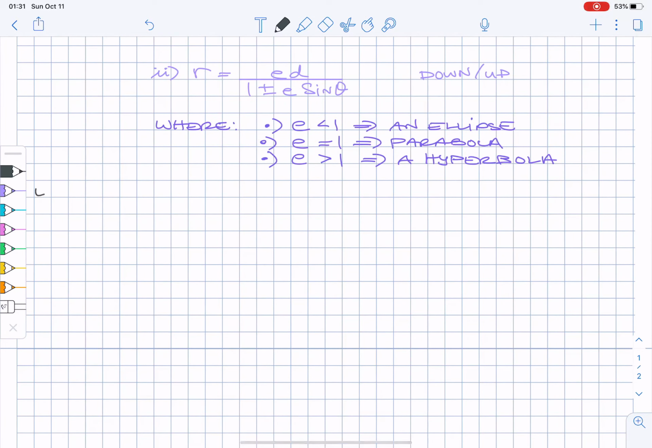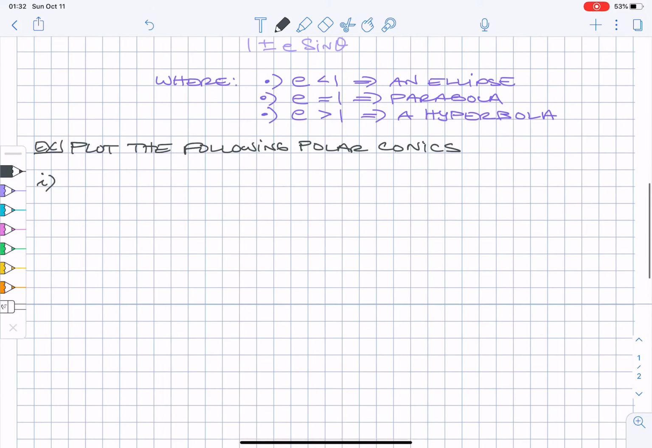Okay, so for example, plot the following conics in polar. Plot the following polar conics. Maybe that sounds better. Plot the following polar conics. Sorry. It's a good thing there's not smell-o-vision. Okay, so here we go.